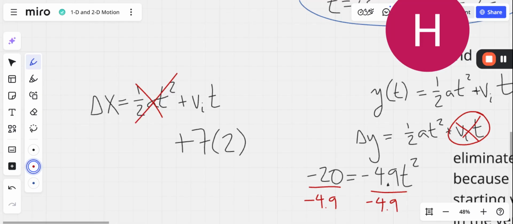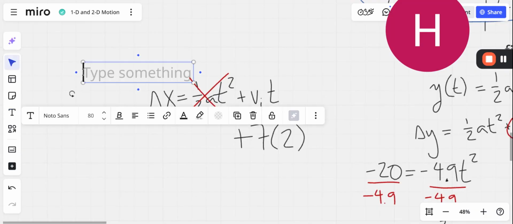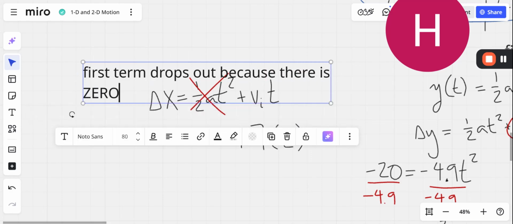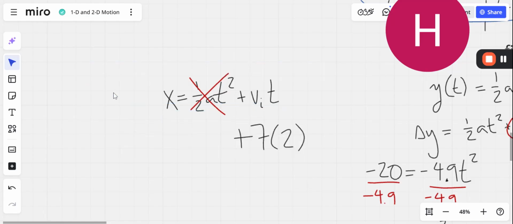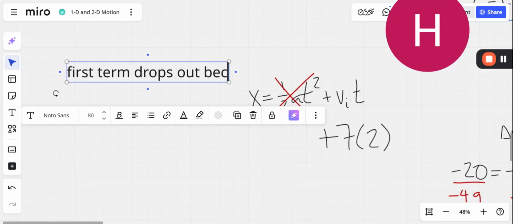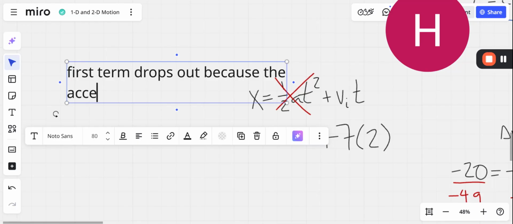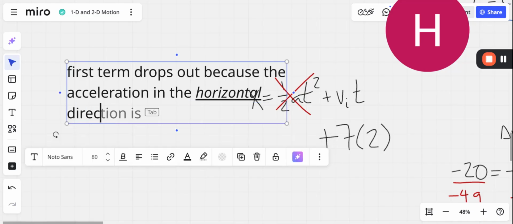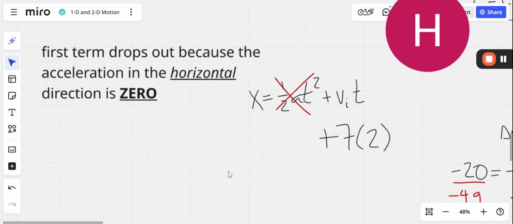What is going to drop out, funny enough, is this first term. So when we look at the horizontal side of things, the first term drops out. There is 0, the first term drops out. Let me move this entire box here. First term drops out because the acceleration in the horizontal direction is 0. Right? Acceleration is 0 in the horizontal.